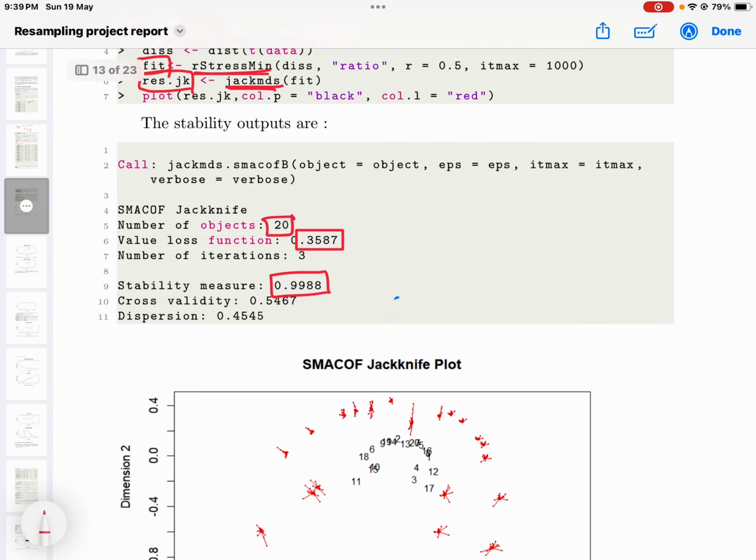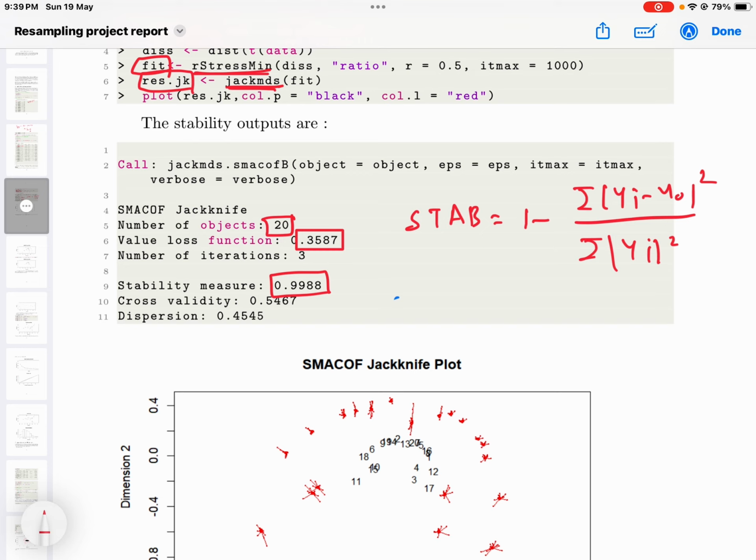So let me remind what the stability measure is again. Stability measure is 1 minus the summation of (yi minus y naught) squared divided by the summation of yi squared. These are the total variances, and these are the centered variances, where y naught is the averaged out value of these yi's. And what are yi's? Yi's are nothing but the MDS solution when the ith point is not available.